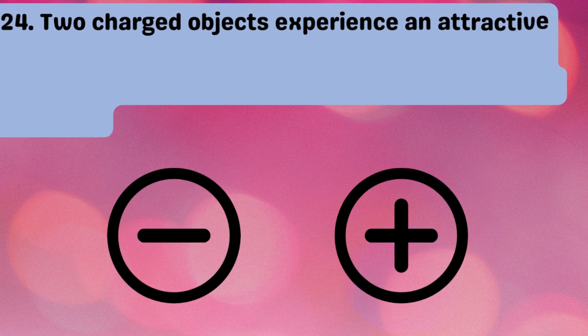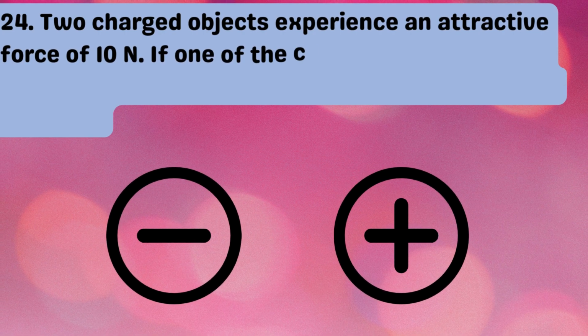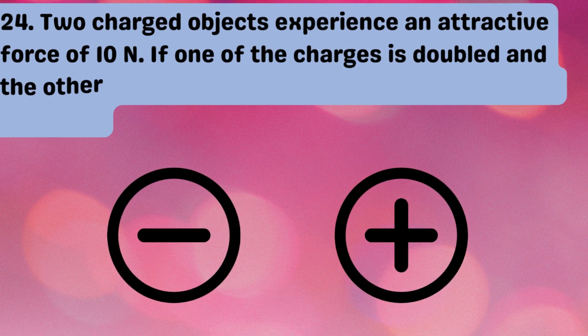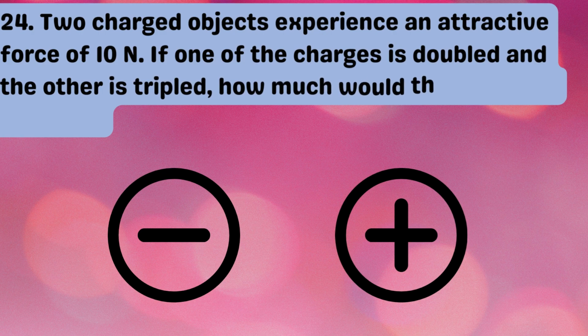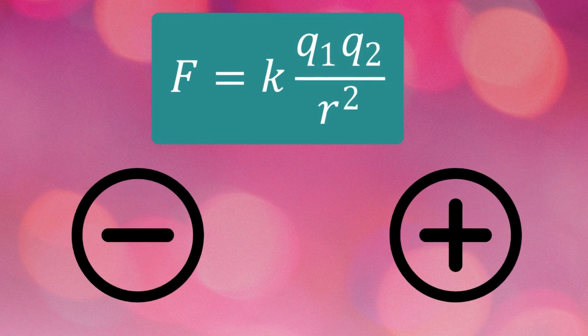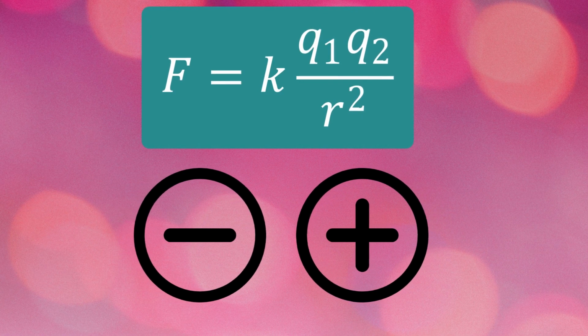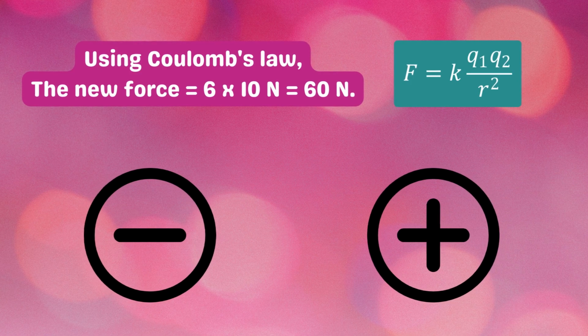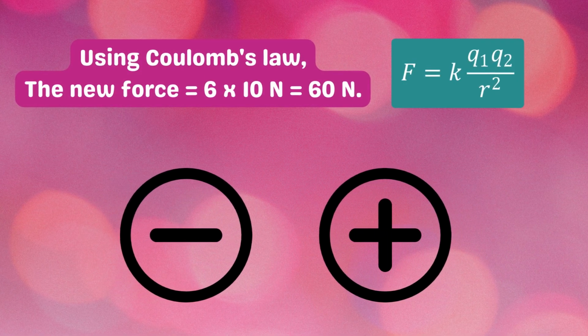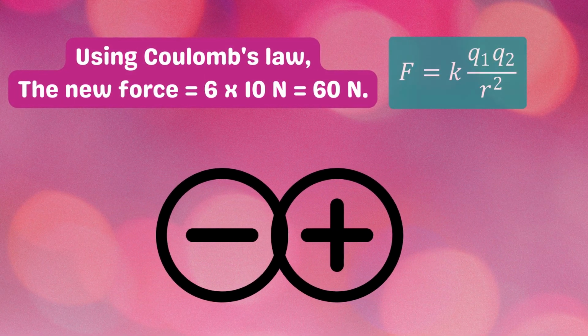Question 24. Two charged objects experience an attractive force of 10 newtons. If one of the charges is doubled and the other is tripled, how much would the electrical force be? From Coulomb's law, we know that if Q1 is doubled and Q2 is tripled, the new force will be equal to 6 times 10 newtons, which equals 60 newtons.